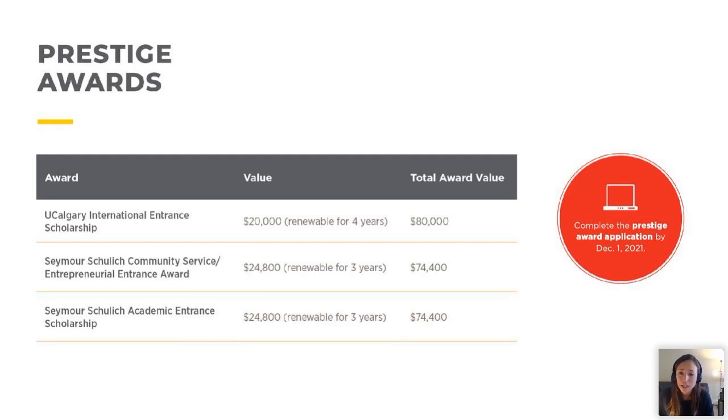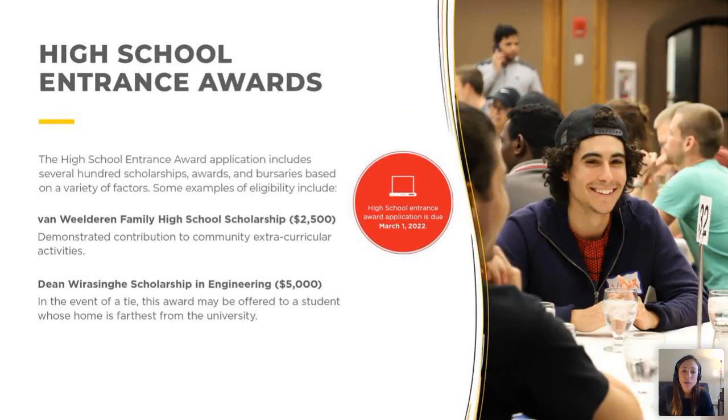You never know how your application could rank against another student, so please just apply and we will consider you if you are eligible. The other application that you are welcome to submit is the High School Entrance Awards. So High School Entrance Awards is where we can consider things like your extracurriculars, as well as your financial need. These scholarships have a variety of criteria. So as you can see from the slide, sometimes the criteria is kind of funny. There is a scholarship that is based on academics, but it's also awarded to the student who lives the farthest away from home. So as an international applicant, you might be someone who's eligible for something like this.